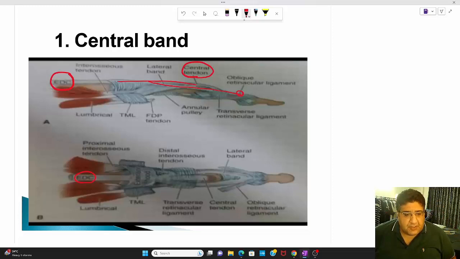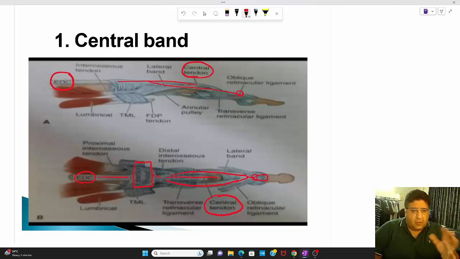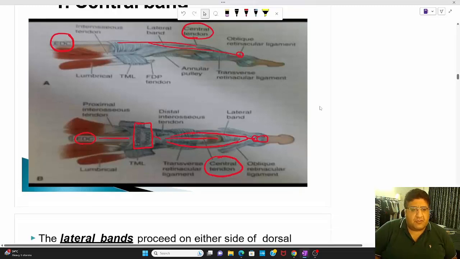Now I can show you the same thing in this view, like from the top view. So you can see EDC, EDC, EDC, EDC. It is making an extensor hood. Of course, you have seen it is going and getting inserted onto the base of the proximal phalanx. After that, it will give a central slip. So you can see that this is the central slip, which is going and getting inserted onto the base of the middle phalanx. And then what you can see is that not only that central slip, it will give you the lateral slip, and this is the lateral slip, which goes and gets inserted onto the base of the distal phalanx. So I hope you have a fair idea of what I was talking about.